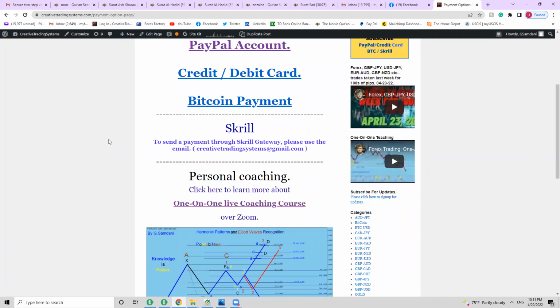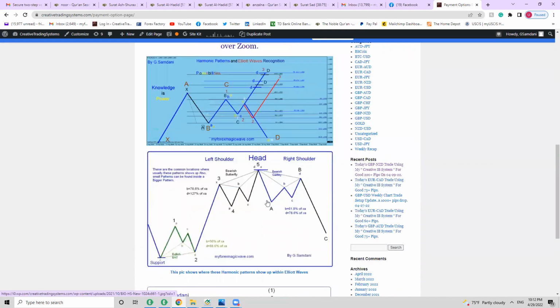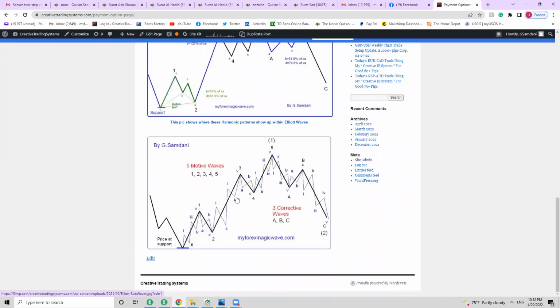With the 10-hour course, each session is 1 hour. So over the time of about 1 month, I usually finish the course. Every other day, every 2 days, there is a 1 hour session where I teach everything: harmonic patterns like these, and Elliott wave, how they work, how to find them, how to calculate them, and obviously how to use my Magic Ivy system properly. And after you have a setup, then how to pull the trigger using my system.